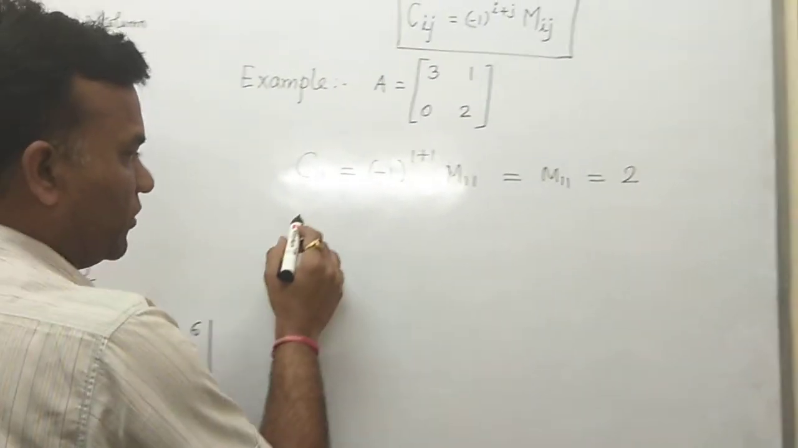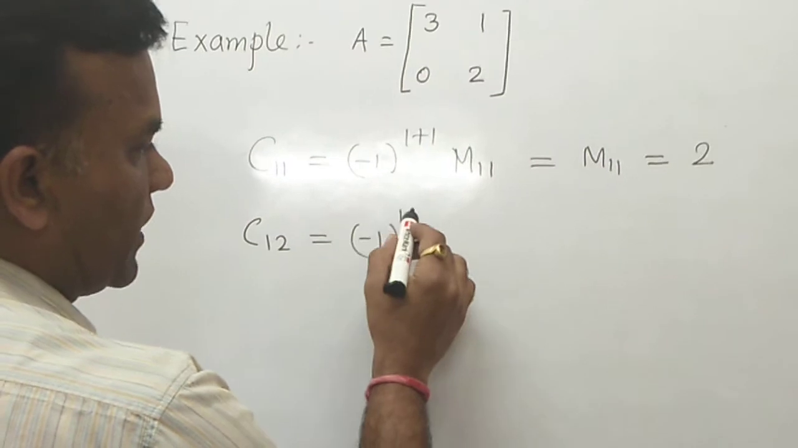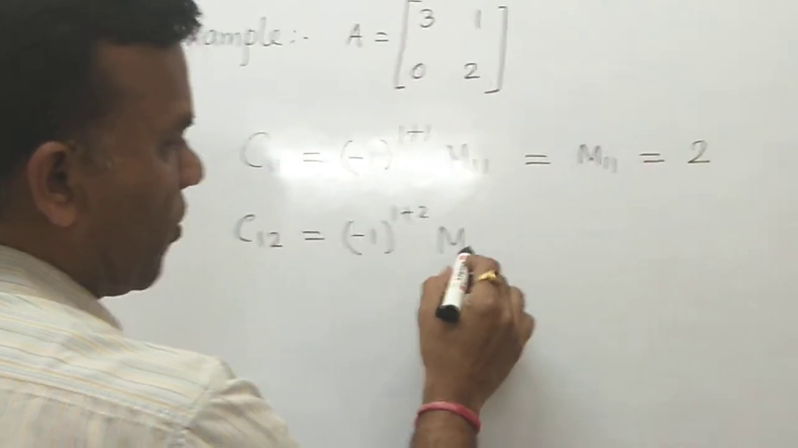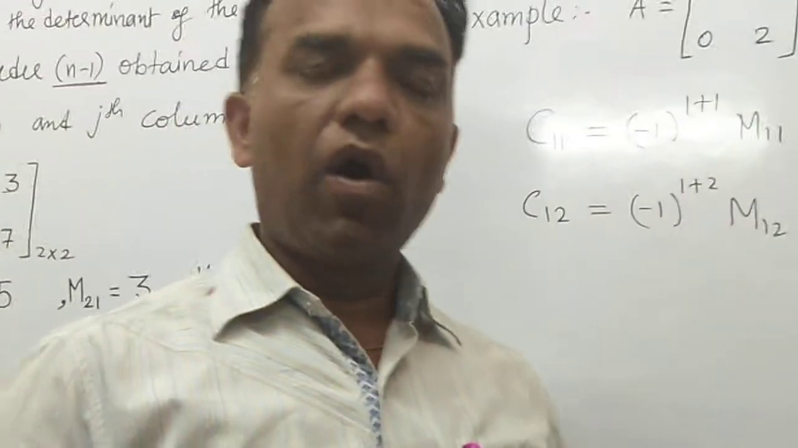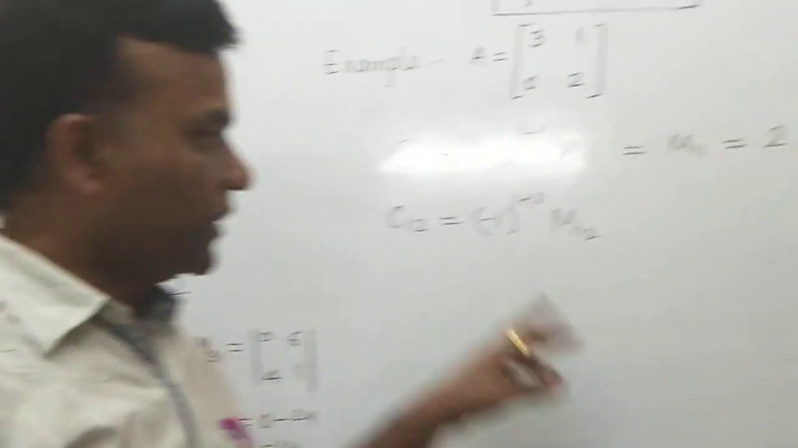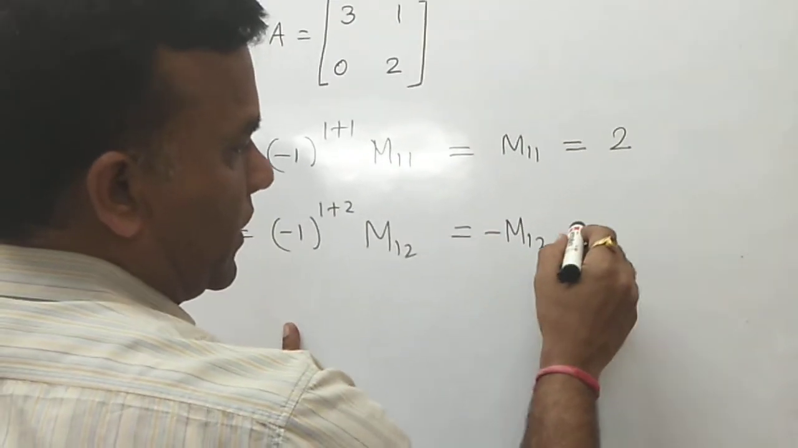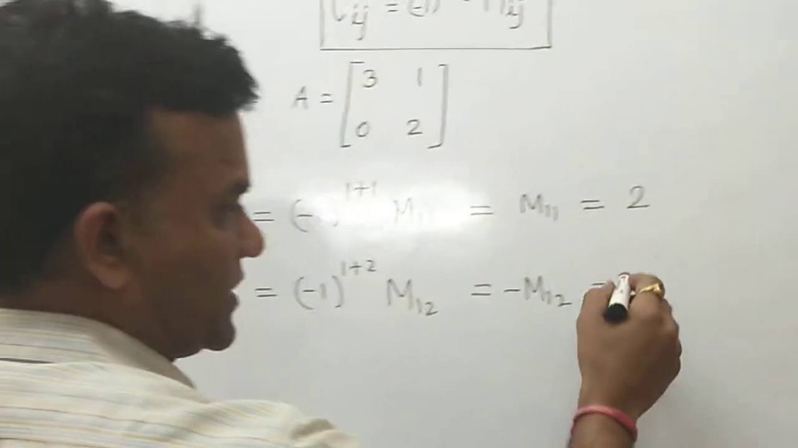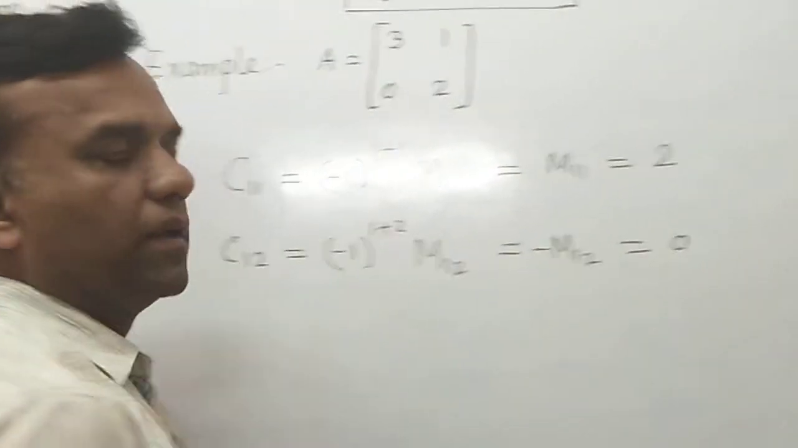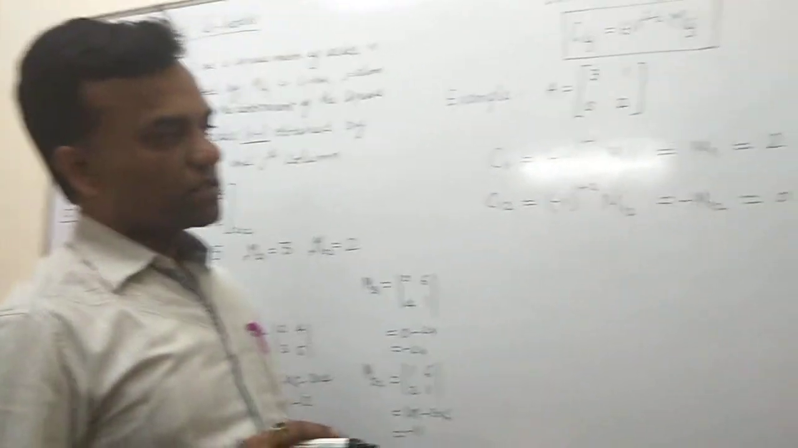And now you write down C12. So minus 1 to the power 1 plus 2 M12. Now 1 plus 2 is 3 and 3 is an odd number. Odd number means your answer is negative. So you put a minus sign here. So minus M12 means first row and second column. So answer is 0. With 0 there is no difference because the minus sign does not affect 0. So you put answer 0 as it is.